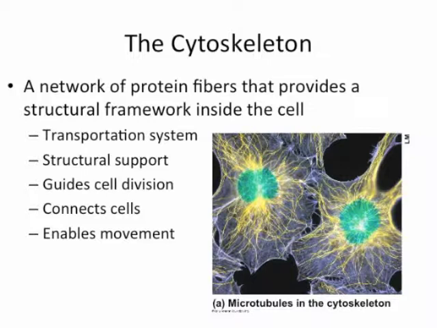And then one of the final things it does is enables movement. So you'll see this in the video. The outside of a cell surface is covered in cytoskeletal elements, and they allow your cells to attach. And then by changing the cell shape, you can actually cause a cell to move.